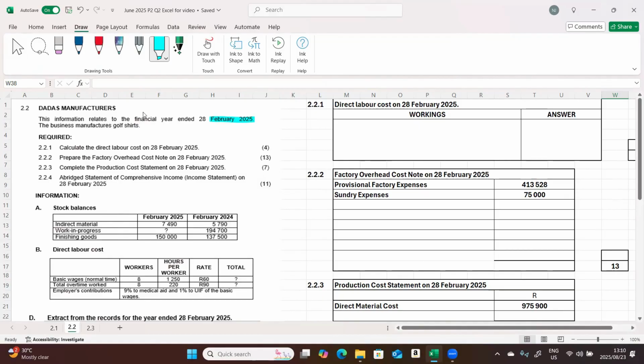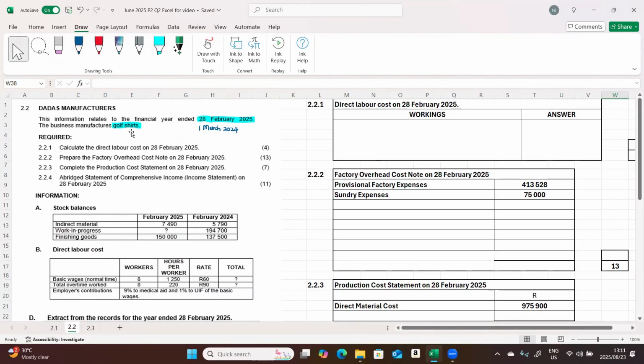28 February 2025. So we then know that the start of our financial year is going to be the 1st of March. Let's write the full word. The 1st of March 2024 then, right? So the 1st of March 2024 is going to be the start of our financial year, if it ends on the 28th of Feb. All right. The business manufactures golf shirts. So we are going to highlight golf shirts for sure, guys. We definitely are going to highlight that.